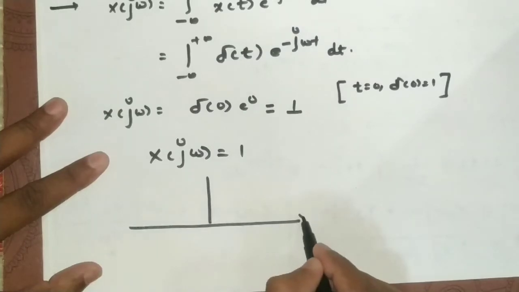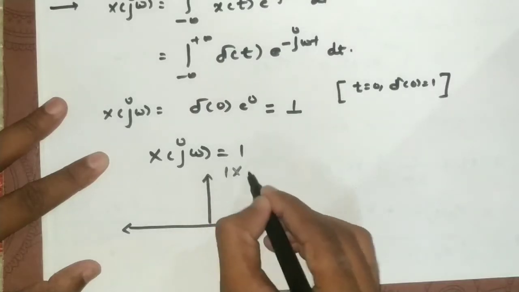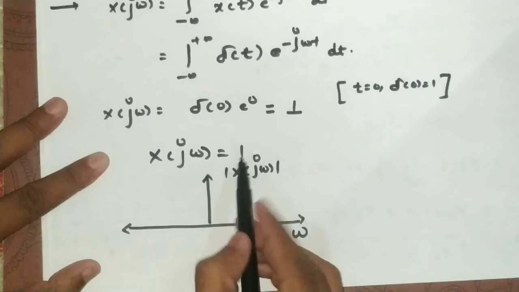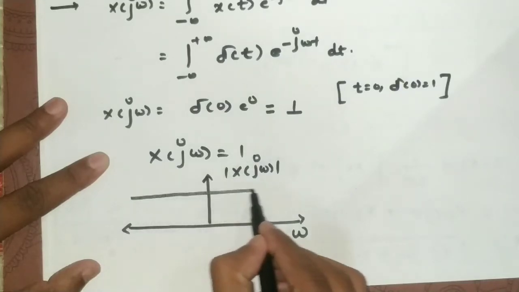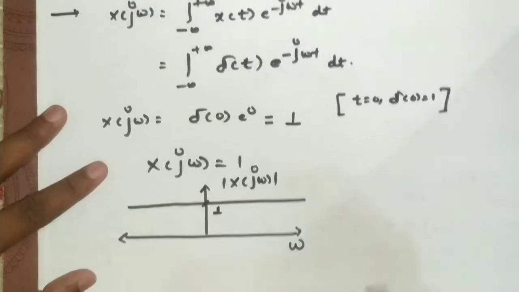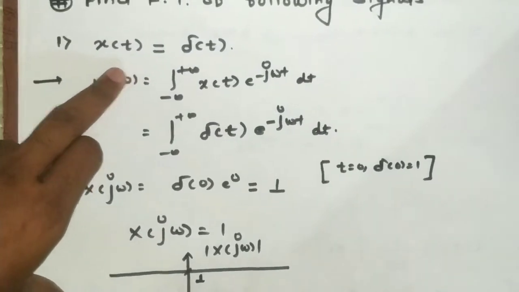So let us draw its magnitude spectrum. On the x-axis we put the variable omega, and on the y-axis we have mod x of j omega. Now the value is 1, so this is a constant line we draw with an amplitude of 1. This will be the magnitude spectrum of the given function del t.